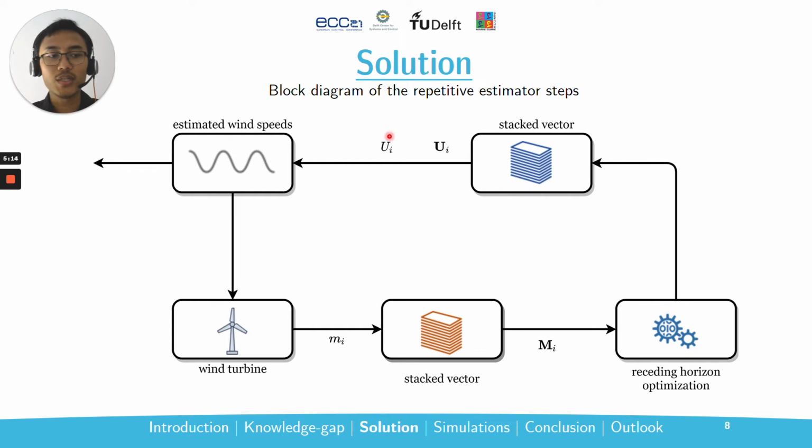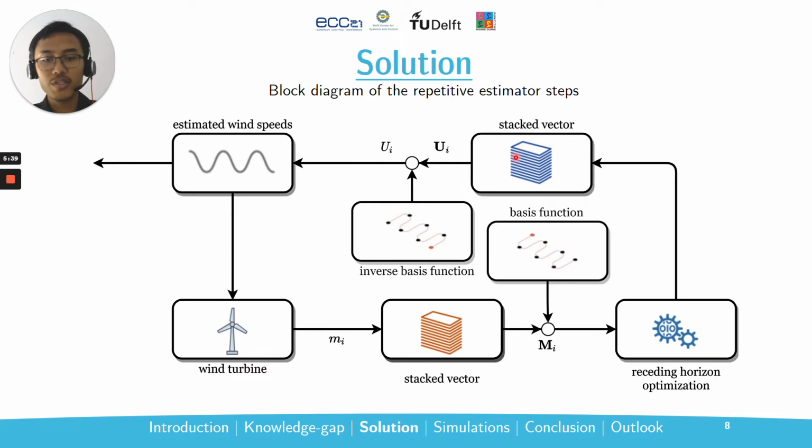Now let's continue to take a look into the repetitive estimation step. The measured blade loads here are firstly stacked into a lifted domain, and then the receding horizon optimization based on the linear model coming from the subspace identification step is used to estimate the blade effective wind speed. In this algorithm, we use basis functions to project the measured blade loads and hence approximate the linear model into a lower dimension. This will significantly reduce the computational complexity.